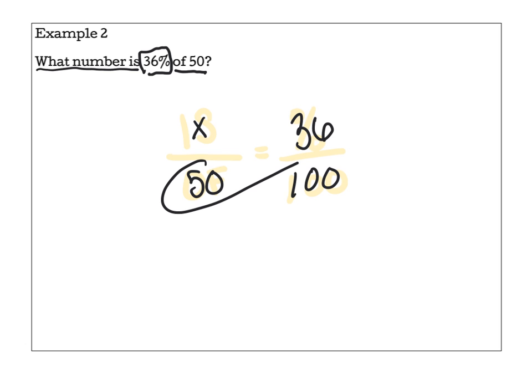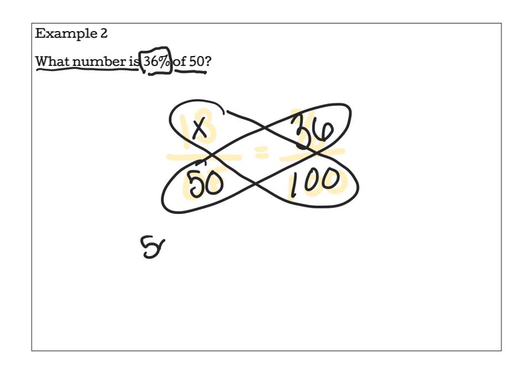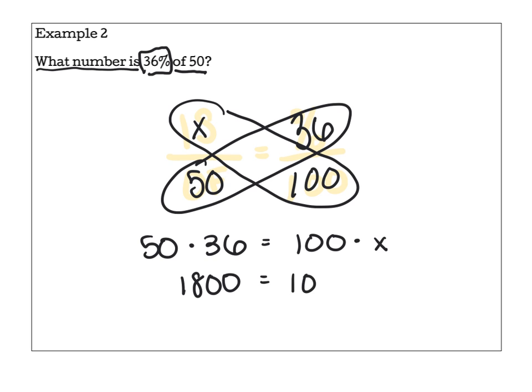I'm going to start with my cross multiplication and write my problem. 50 times 36 equals 100 times x. I'm going to simplify using my calculator. 50 times 36, well, that's 1,800 equals 100x. Now I'm going to divide by 100 on both sides to get x by itself. And x equals 1,800 divided by 100 is 18. And that's my answer.